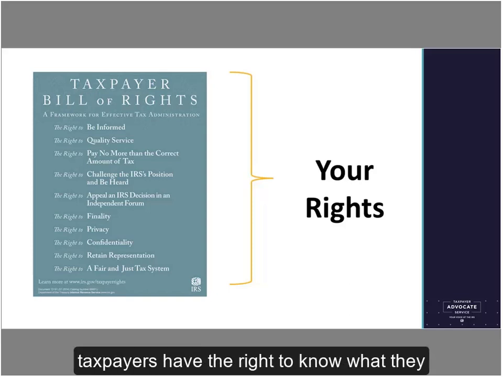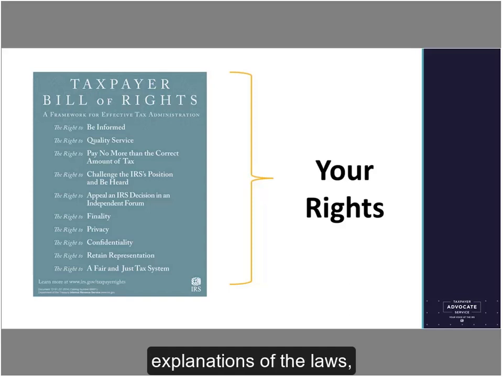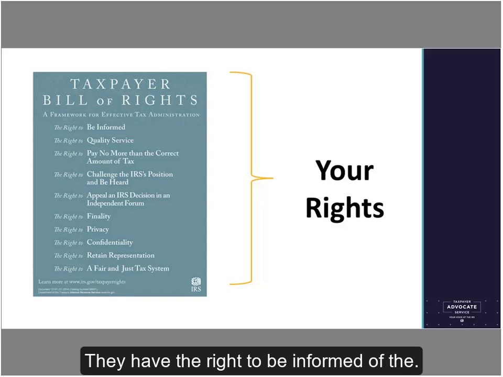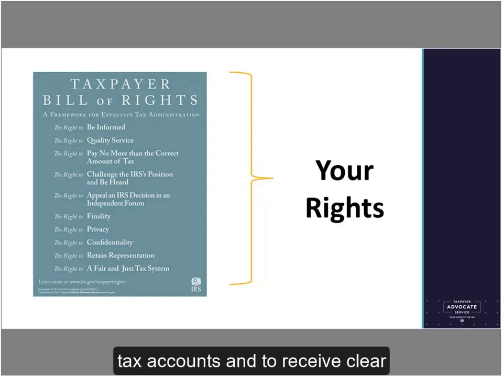Just one, for example, the right to be informed says that taxpayers have the right to know what they need to do to comply with tax issues. They're entitled to clear explanations of the laws, IRS procedures, and all tax forms, instructions, publications, notices, and correspondence. They have the right to be informed of the IRS's decisions about their tax accounts and to receive clear explanations of the outcome. Bottom line, we want you to know that you have rights when dealing with the IRS. TAS is consistently working on your behalf to ensure that those rights are respected. There are full explanations on our website and the IRS's website.